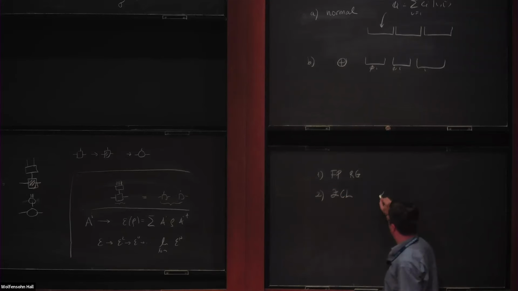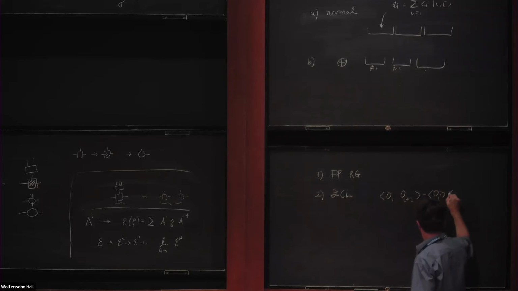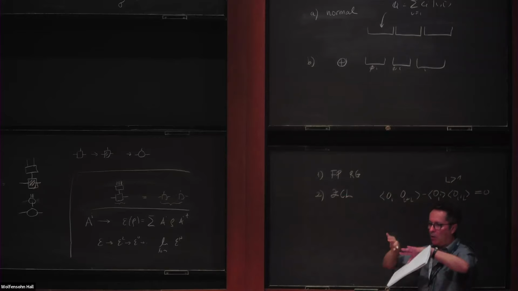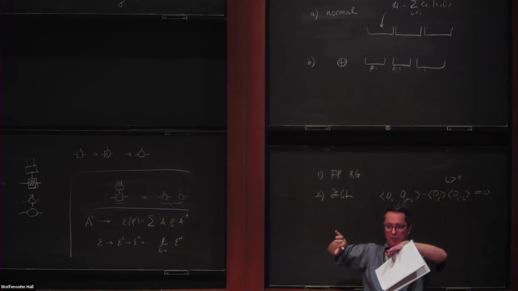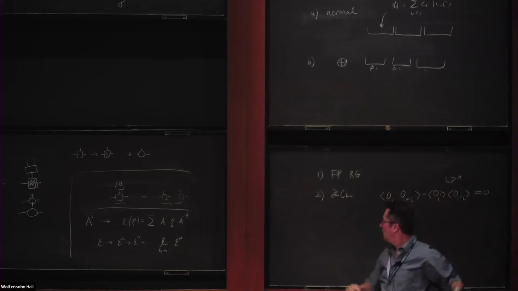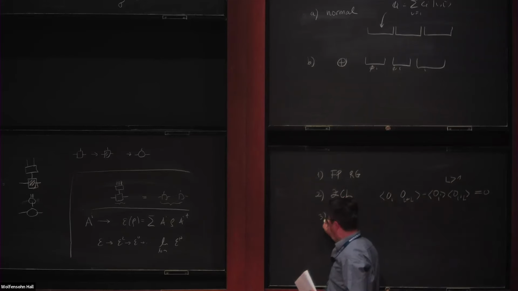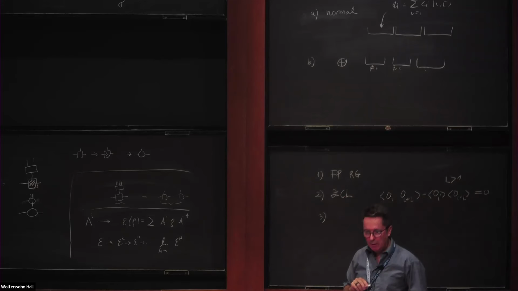So this means that the connected correlation functions between any observable at i and i plus L is equal to zero if L is larger than one. So there are no correlations if you go to the second nearest neighbor or further. The third concept is a parent commuting Hamiltonian.